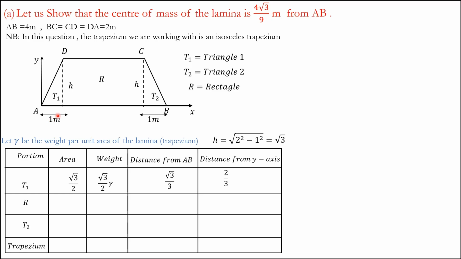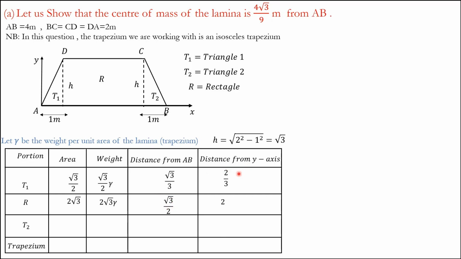Now, similarly for the rectangle, the area of the rectangle is length times width. The length is 2, the width is the height which we have determined to be square root of 3. So the area of this rectangle is 2 times square root of 3. Then the weight is simply 2 times square root of 3 times lambda. Then the distance from AB is going to be square root of 3 divided by 2. Why? Because knowing this h, the distance from AB of this rectangle is half of this distance, which is half of square root of 3.